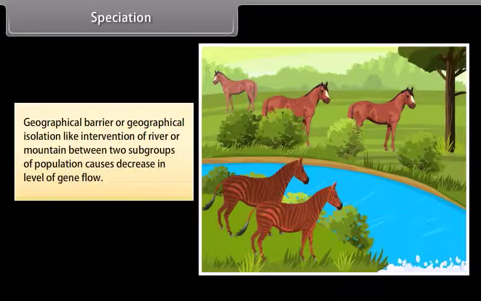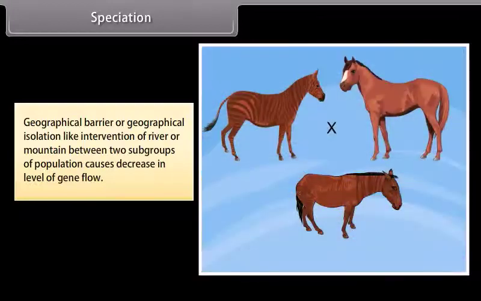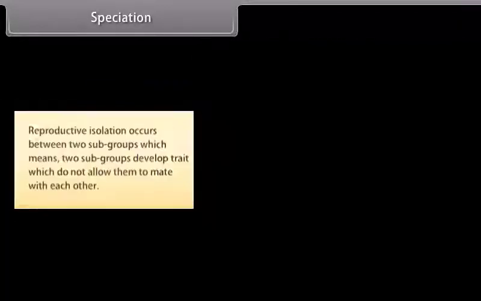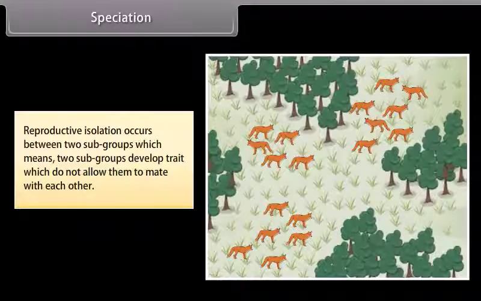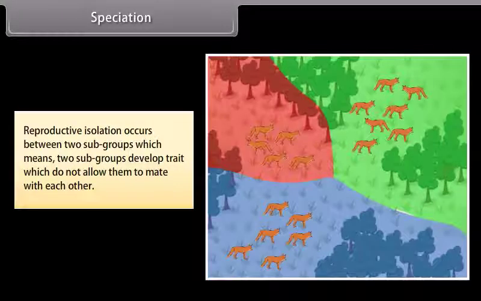Geographical barrier or geographical isolation, like intervention of a river or mountain between two subgroups of a population, causes decrease in the level of gene flow. Reproductive isolation occurs between two subgroups, which means the two subgroups develop traits which do not allow them to mate with each other.